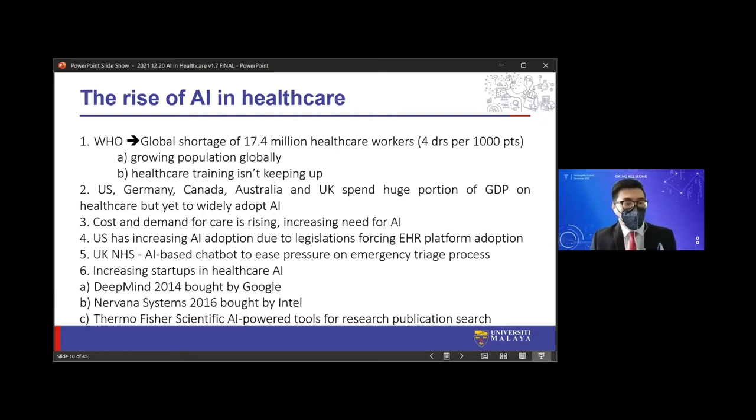And this has actually driven some countries like the US to increase AI adoption with legislations, with enforcements of electronic health coding platforms. And in the NHS in the UK, they have started using AI-based chatbots to resolve the emergency triage process and reduce the workload in emergency departments. And there are also increasing startups in AI in healthcare. For example, DeepMind, which was bought by Google, Havana, bought by Intel, and even Thermo Fisher Scientific AI, which is an AI-powered tool for research publication search, which we'll talk about later.